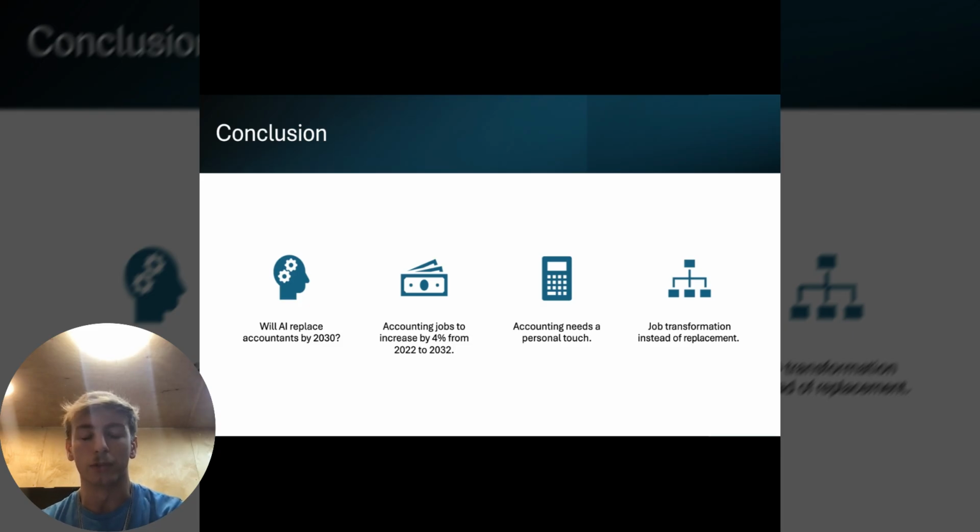And accounting needs a personal touch, like we touched on previously. There has to be a personal aspect to accounting that must be present for it to be a successful career. And professional judgment can't just come from automation. And there's also a job transformation instead of replacement too that we must see in real time, and that we're not going to be replaced because we can work hand in hand, and we can do more value added tasks too.